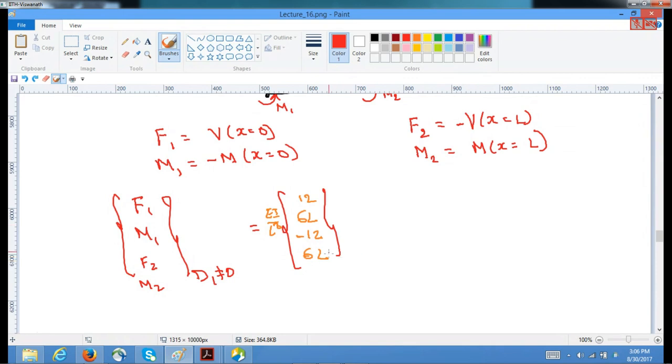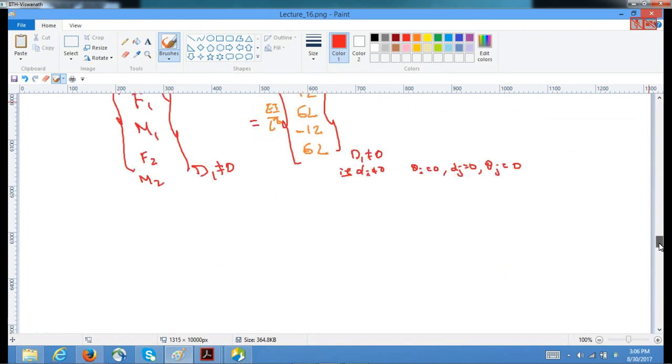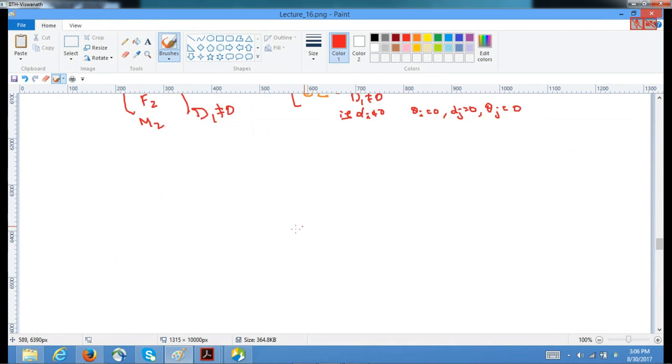So these are the forces that are required when only d1 is non-zero. That is, di is non-zero, and all other theta i equals zero, dj equals zero, theta j equals zero. Similarly, I can write another set where what are the f1, m1, f2, m2 when only d2 is not equal to 0. In that case, it is again EI by L cubed.